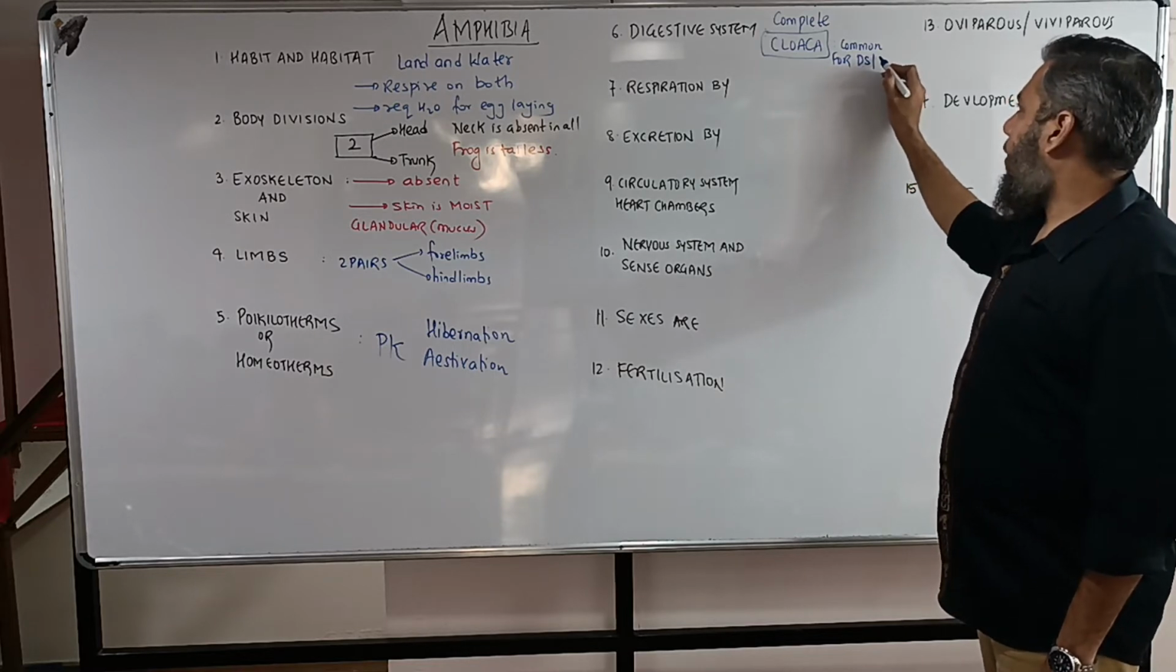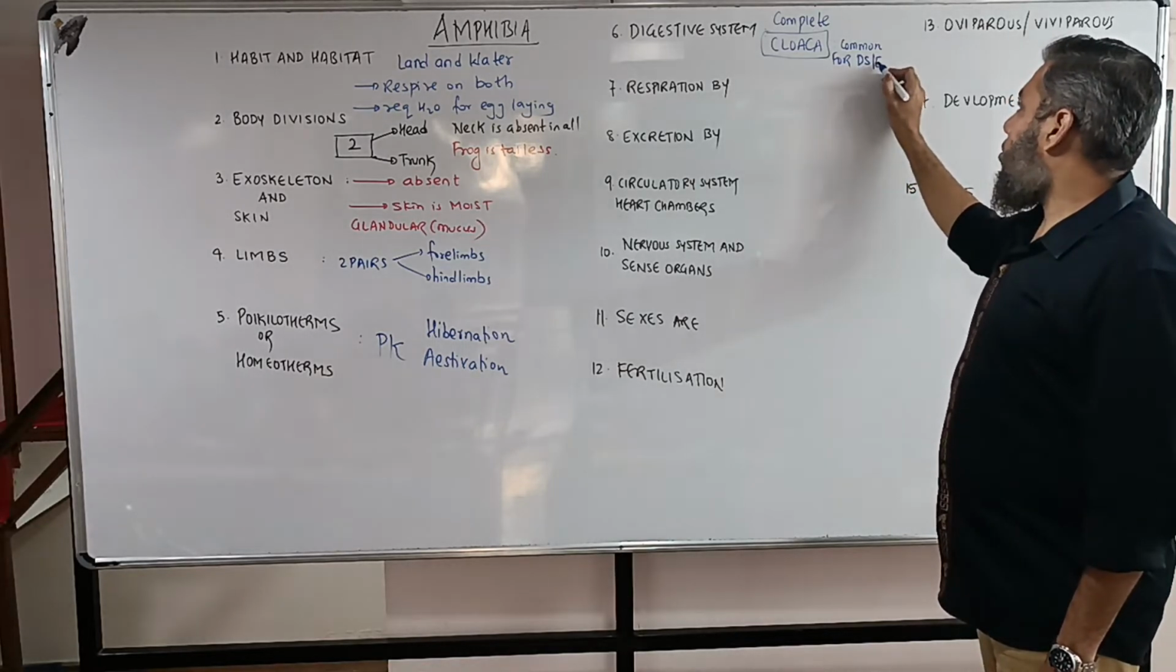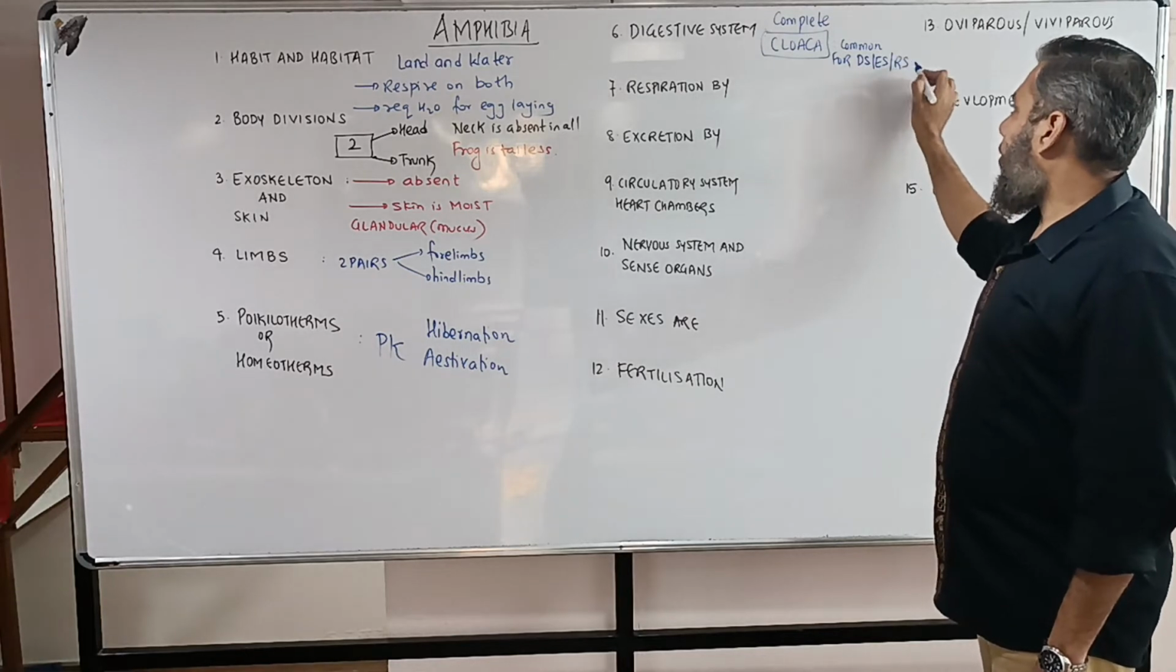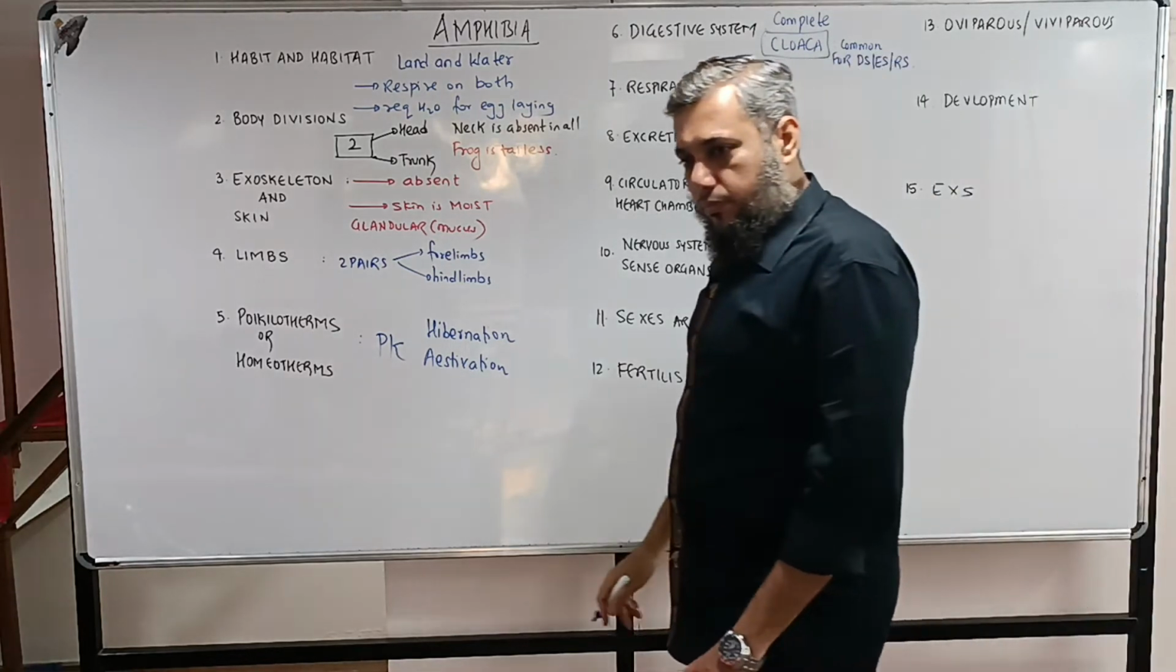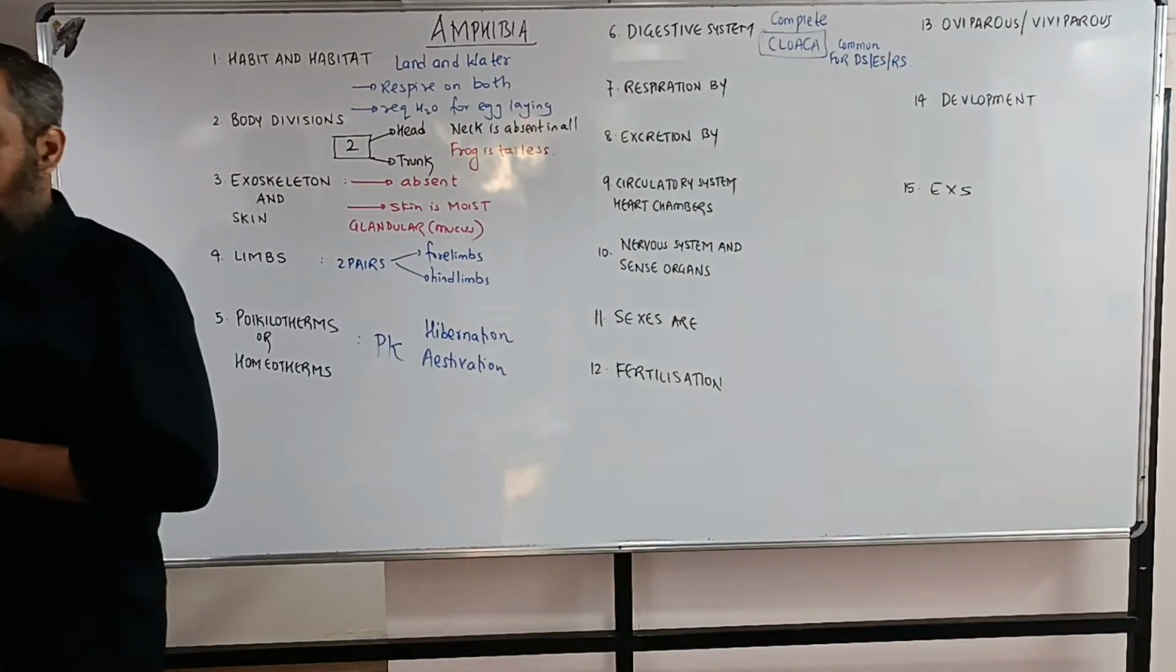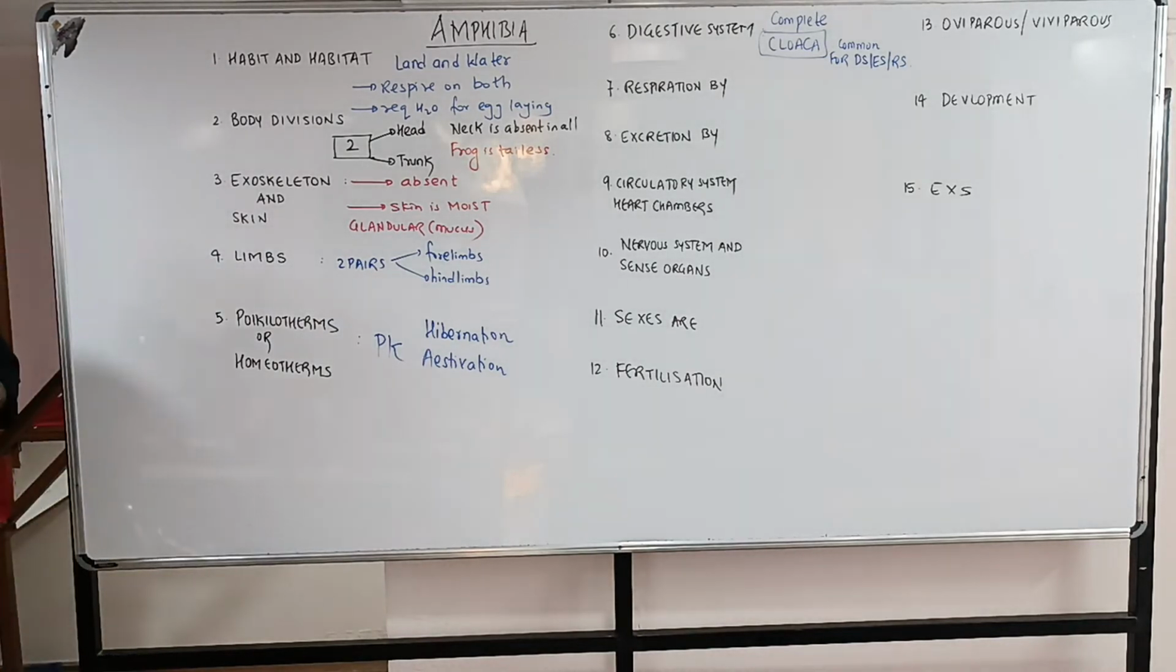Digestive system, then excretory system and reproductive system. It's a common system for digestion, excretion and reproduction.